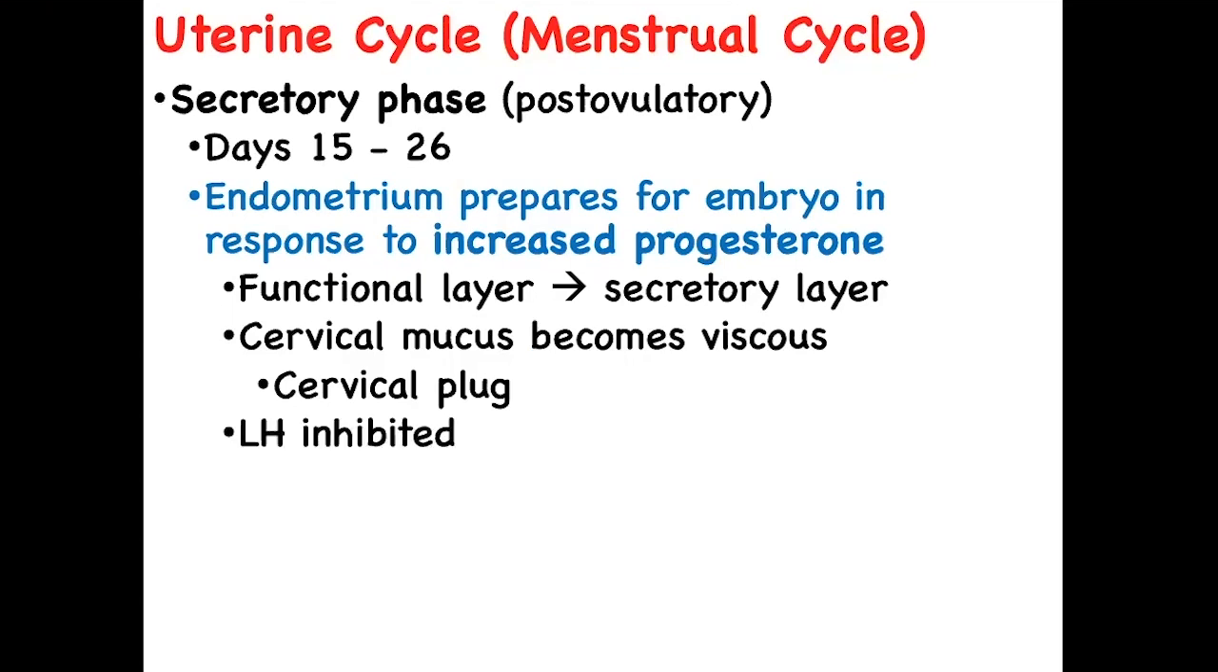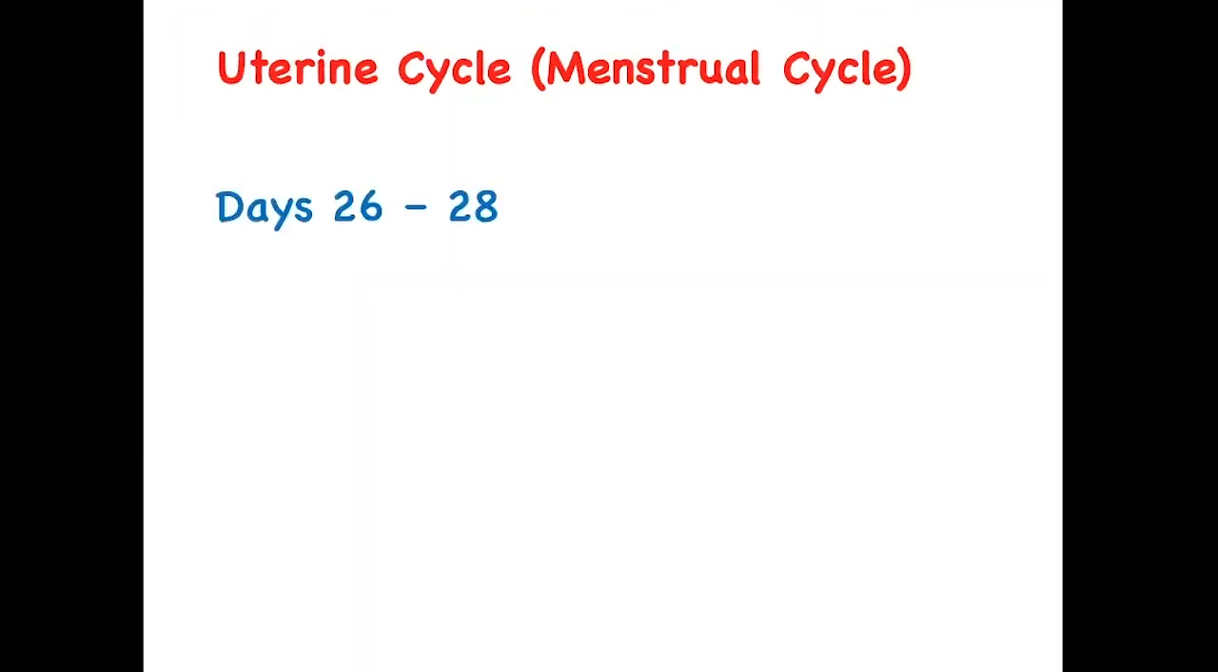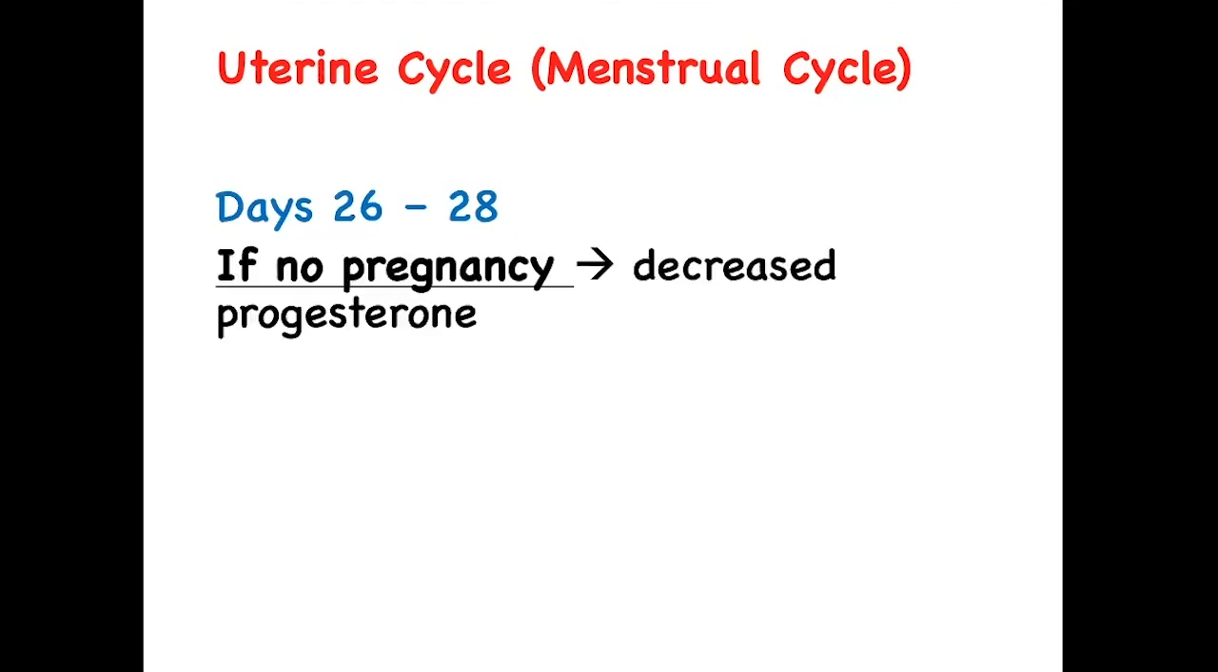Increased levels of progesterone will inhibit the release of LH. If pregnancy does not occur, a drop in LH will cause the corpus luteum to disintegrate. This will result in a decrease in progesterone and estrogen.